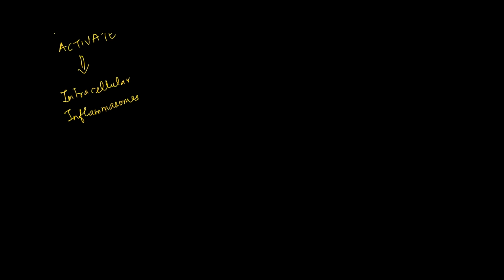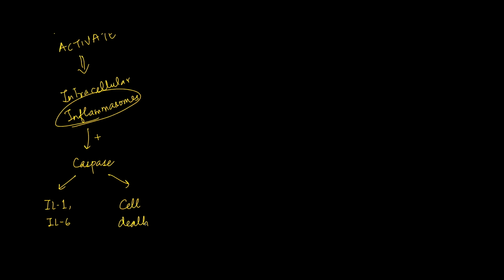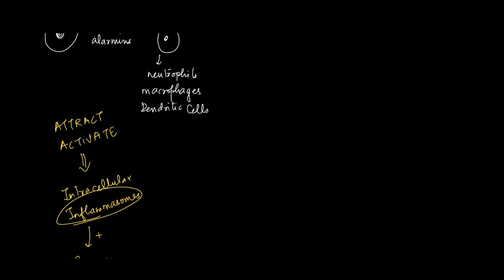So what do these inflammasomes do? These inflammasomes activate caspase, because of which there is release of interleukin 1 and interleukin 6. And also, if you remember from your pathology chapters, these caspases are also important in cell death, the programmed cell death. So that is a function of these inflammasomes. Secondly, the activation of these cells releases interferons, chemokines, and tumor necrosis factor.